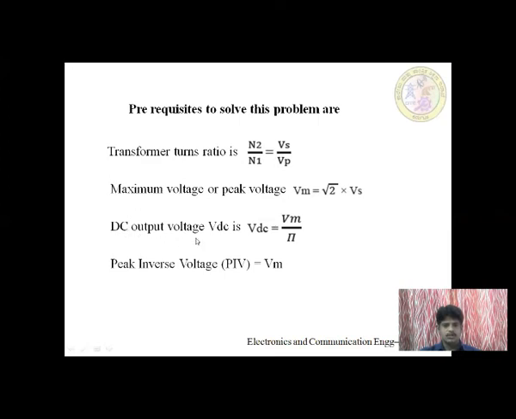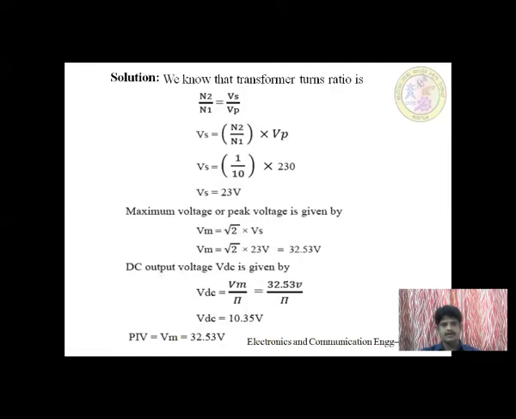Then the DC output voltage, VDC, is equal to Vm by pi. Then peak inverse voltage equals Vm. Actually, peak inverse voltage and Vm are both equal, but the peak inverse voltage applies only when we connect the diode in reverse bias. So let's solve the problem.